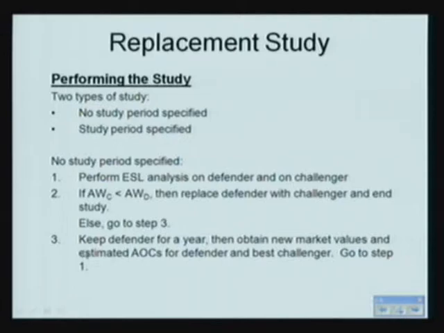Else you go to step 3, which says you keep the defender for a year, then obtain new market value and estimated AOCs for the defender and the best challenger for the next year, and you go back to step 1. Here's an example.